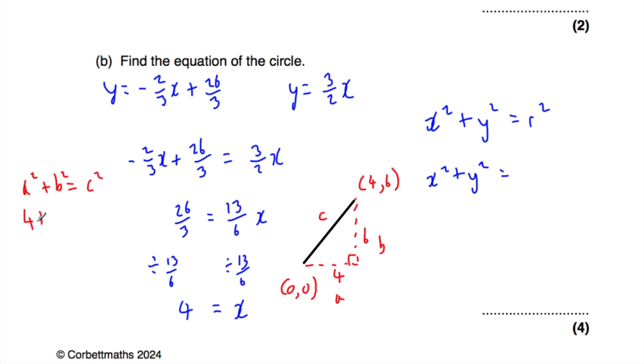4 squared plus 6 squared is equal to c squared. If we do 4 squared plus 6 squared on our calculator, we get 52. So 52 is equal to c squared, that length squared. And that means if we square root both sides, c is equal to root 52. So the radius of the circle is the square root of 52.